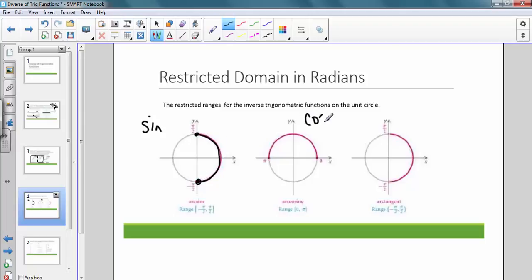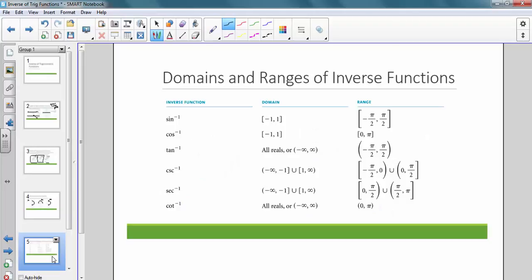For cosine, we can only go from 0 around to pi. And then for tangent, again, don't include pi over 2. And then we're going to go down but not include negative pi over 2. And you'll see in a minute why these pictures are very important when we go to do some examples.